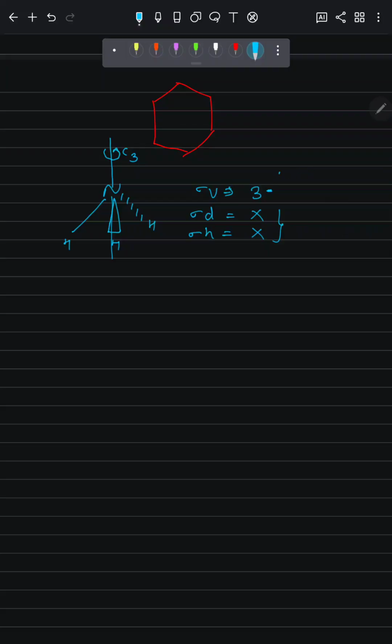So there are only 3 sigma v's present. If we talk about the axis of symmetry here, it is C3 and there are 3 C2s perpendicular, and the planes of symmetry are equal to 3.